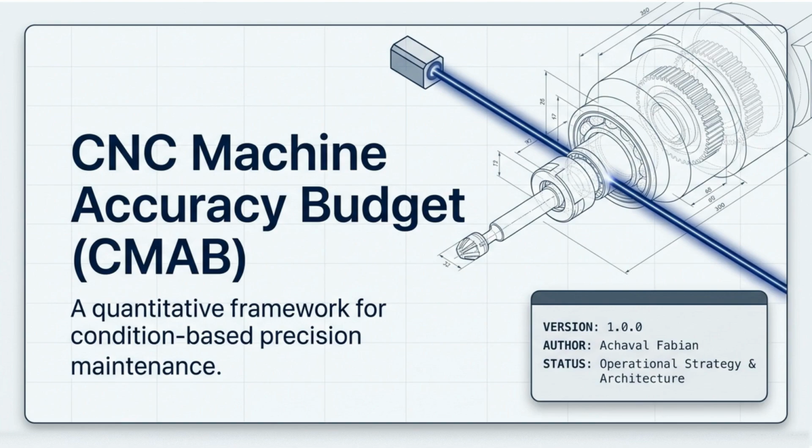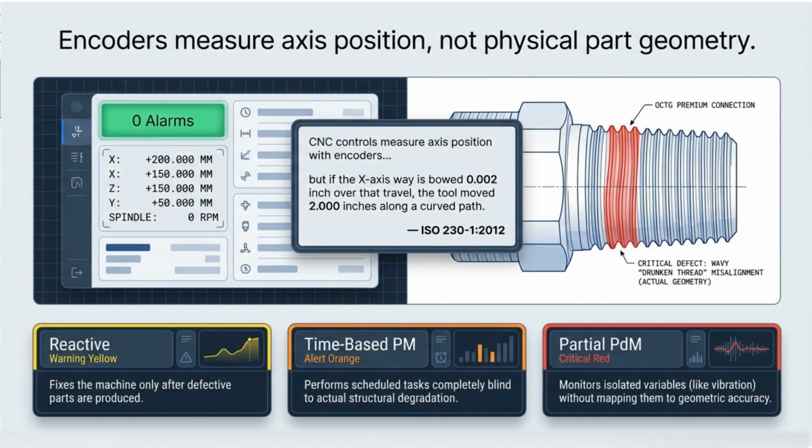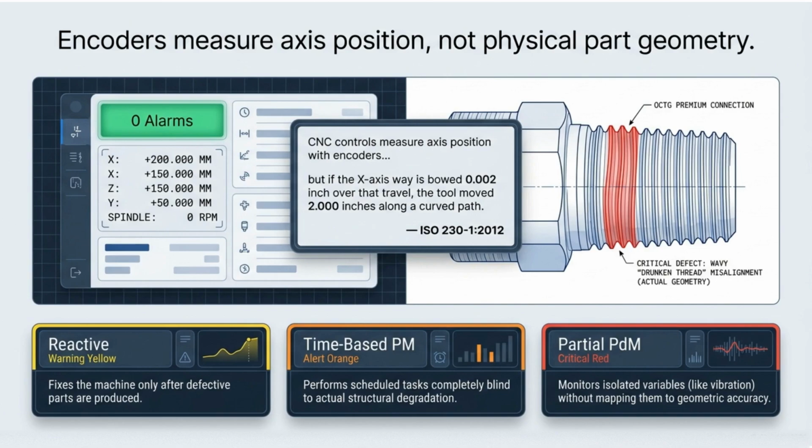Let's get into it. Welcome to this video on the CNC Machine Accuracy Budget, or CMAB. This quantitative framework is designed for condition-based precision maintenance. Traditional maintenance overlooks the fact that encoders measure axis position, not physical part geometry. This leads to reactive, time-based, or partial condition monitoring strategies that often result in defective parts before alarms are triggered.